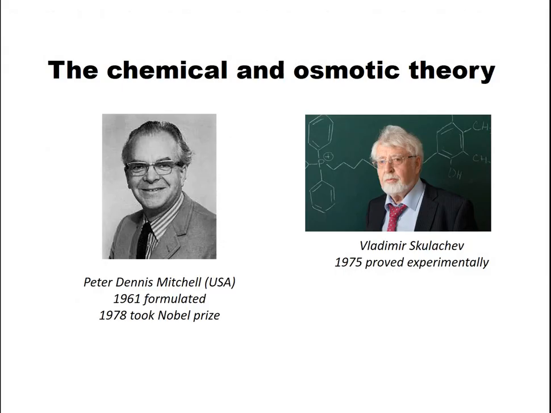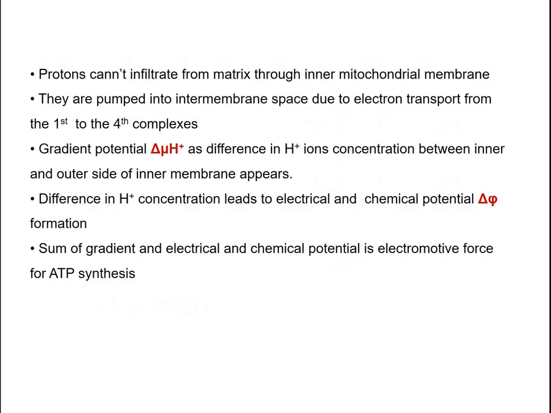Respiratory chain action is explained by the chemical and osmotic theory. It was formulated by the American biochemist Peter Mitchell in 1961 and was proved in practice by the Soviet biochemist Vladimir Skulachev in 1975. The chemical and osmotic theory has the following position.